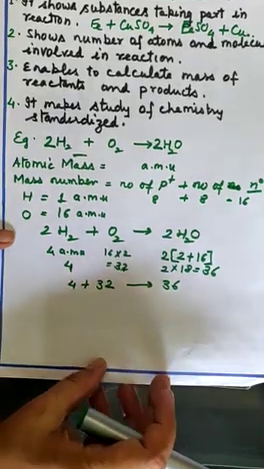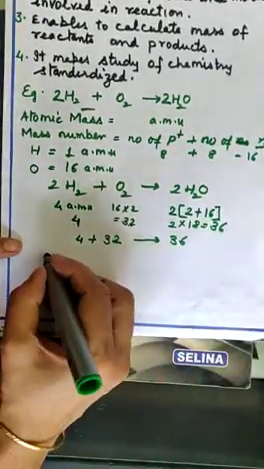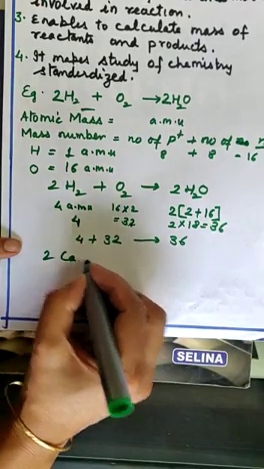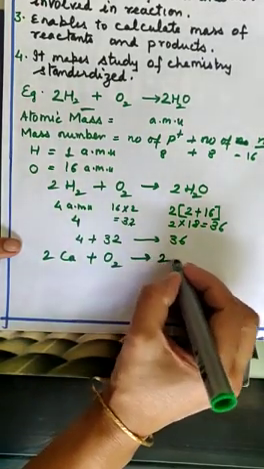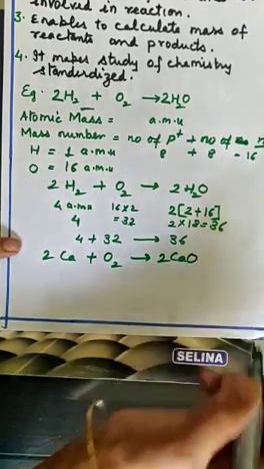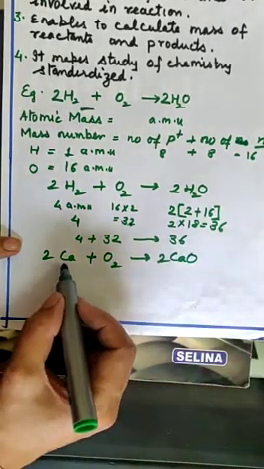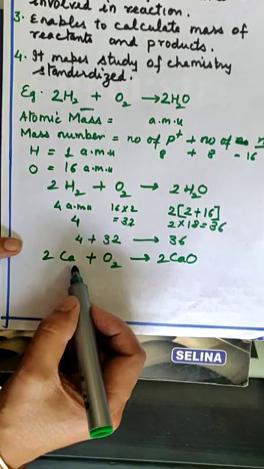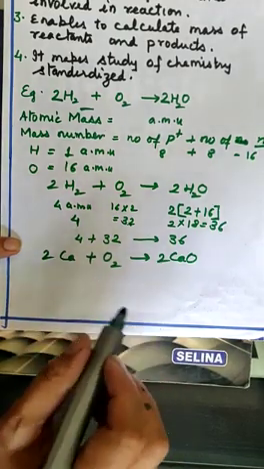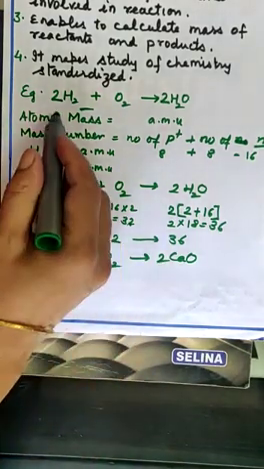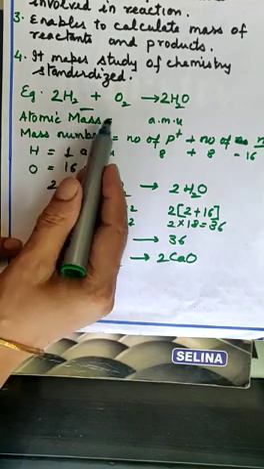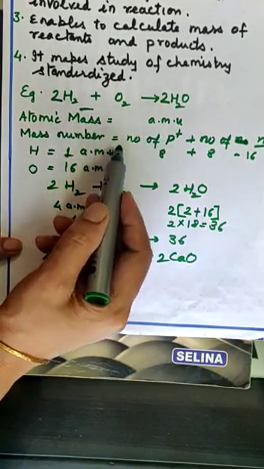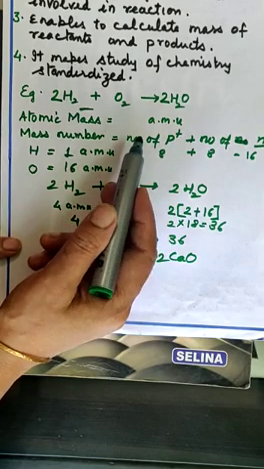We can take one more example. Okay, take one more balanced equation. 2Ca plus O2 gives 2CaO. Let's see the atomic mass of calcium. Children, in most cases, atomic mass as well as mass number is the same, except that atomic mass has a unit and mass number is expressed without a unit.